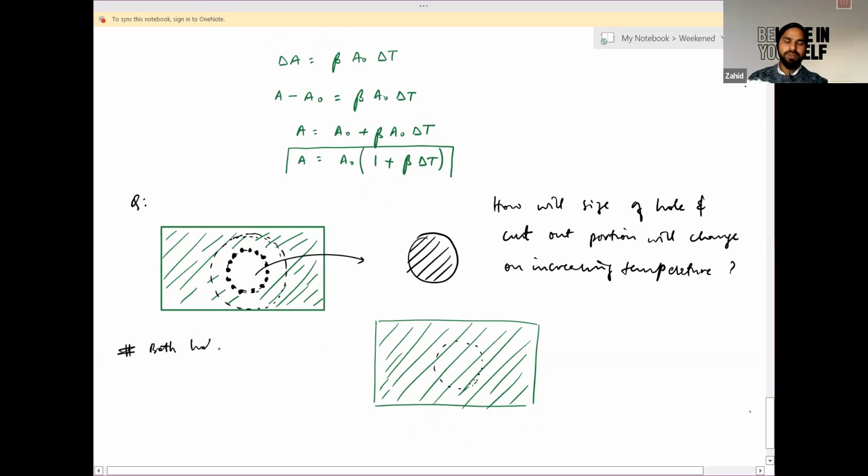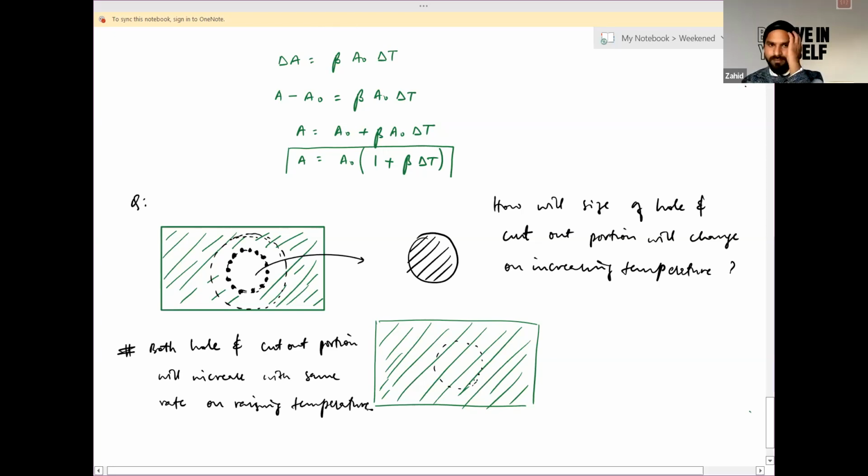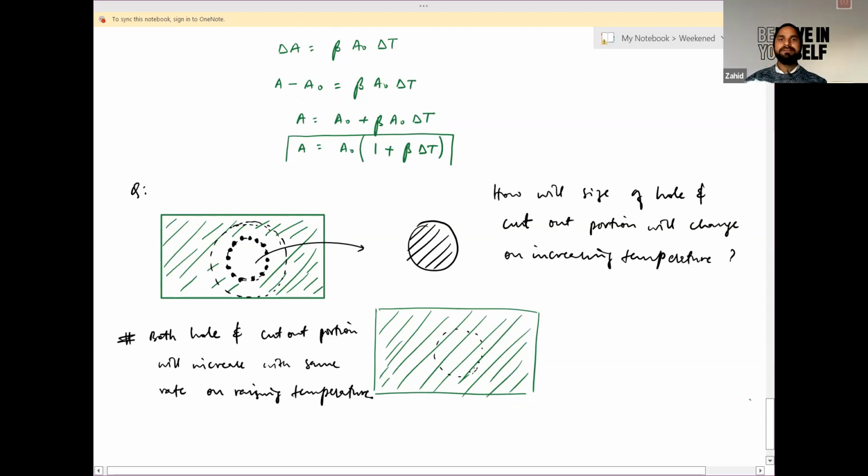Both hole and cutout portion will increase with the same rate on raising temperature. Okay, just write it down till this part.